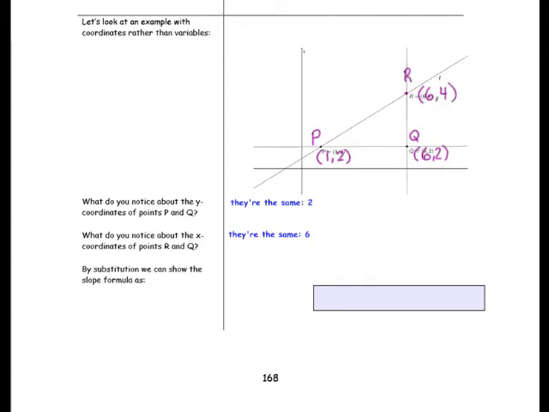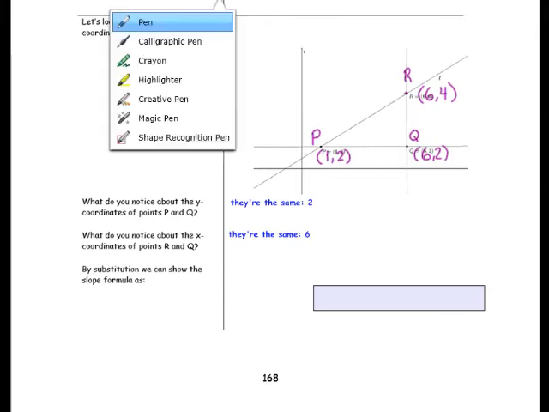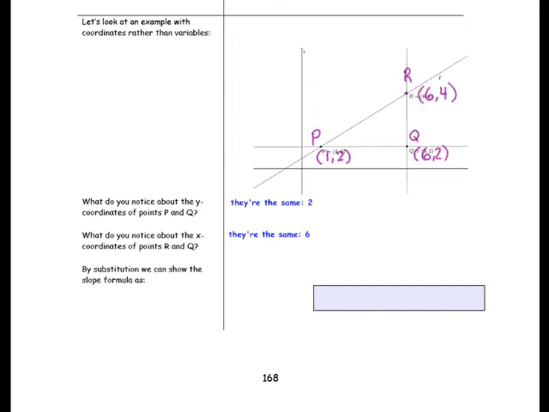What do you notice about the y coordinates of P and Q? The y coordinates of P and Q, 2 and 2. Notice that they are the same. What do you notice about the x coordinates of R and Q? They're the same. They're both 6. By substitution, we can show the slope formula.